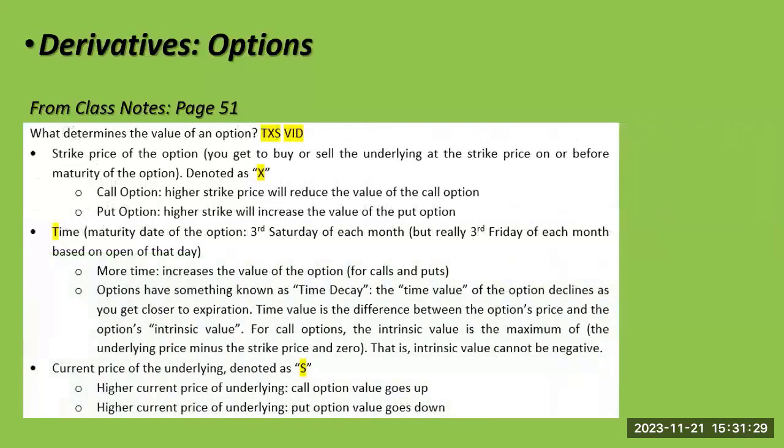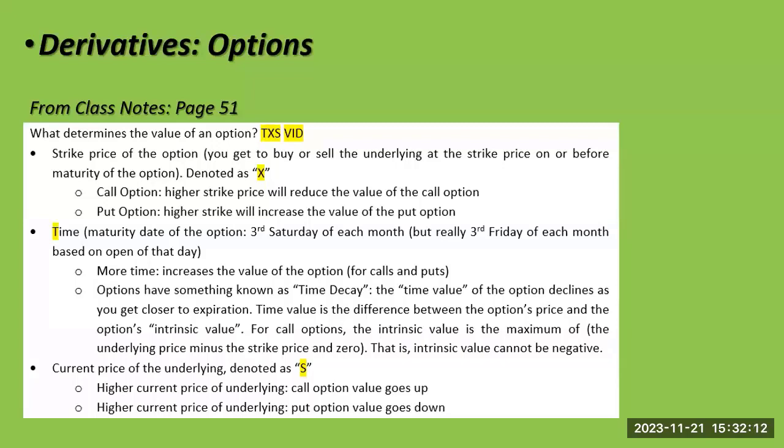All right, so this is that option pricing model. These are the things that determine the value of an option. TXSVID. What's the T for? T is not for Texas. It's not for taxes this time. This time it's for time. X, strike, because we're bowlers. Some of y'all have probably never bowled in your life. So anyway, S, stock price, is the underlying.